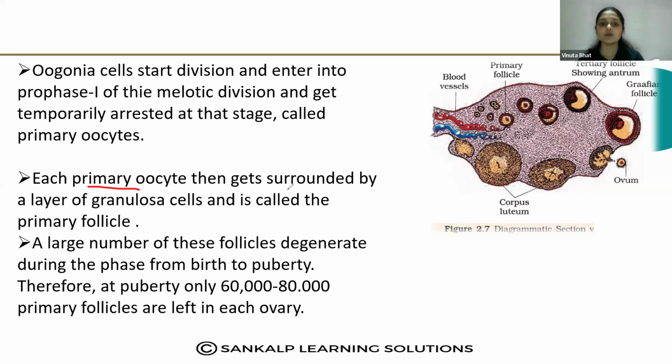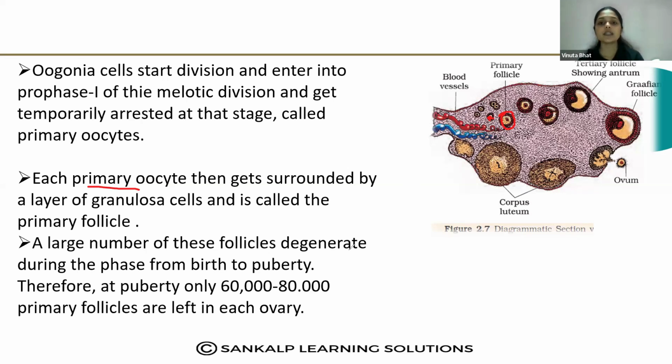Here the primary oocyte gets surrounded by a layer of granulosa cells and is called a primary follicle. So this is the primary oocyte, and some layers of cells start forming around it, which is called the primary follicle. A large number of these follicles degenerate during the phase from birth to puberty.